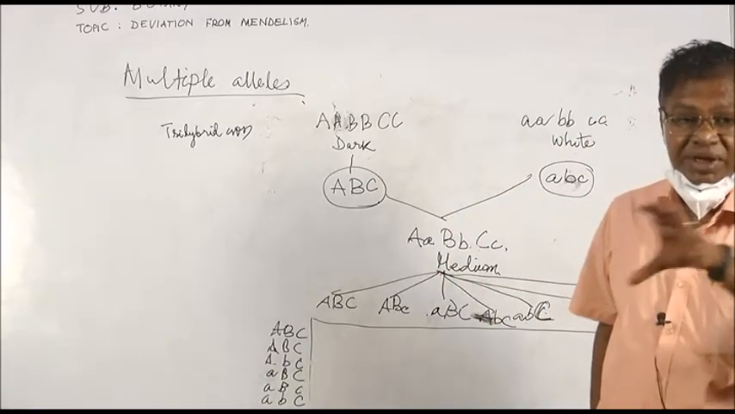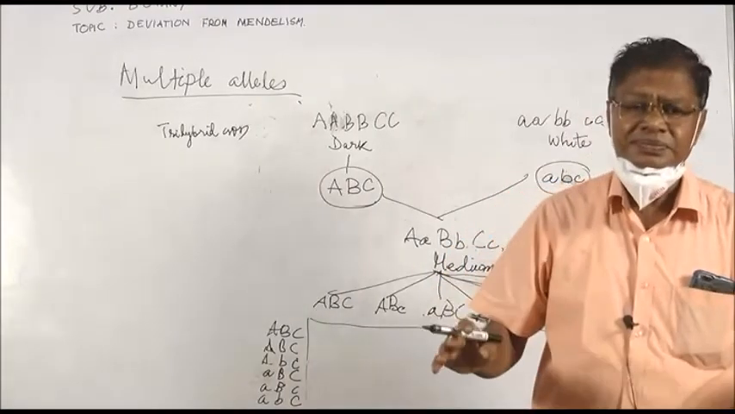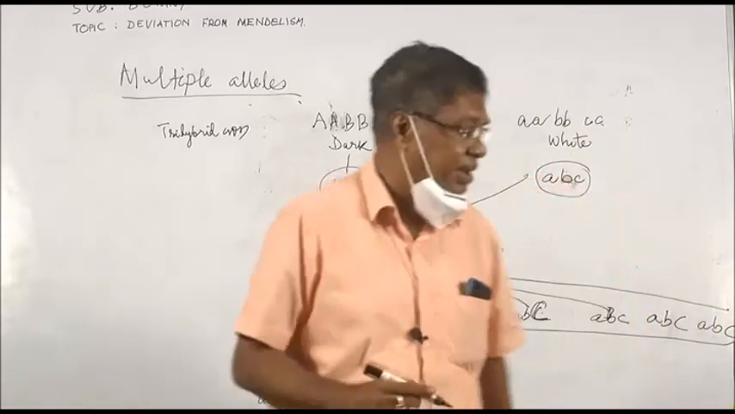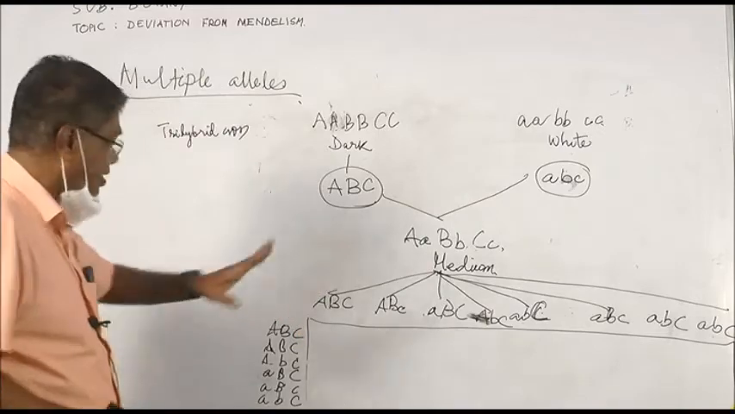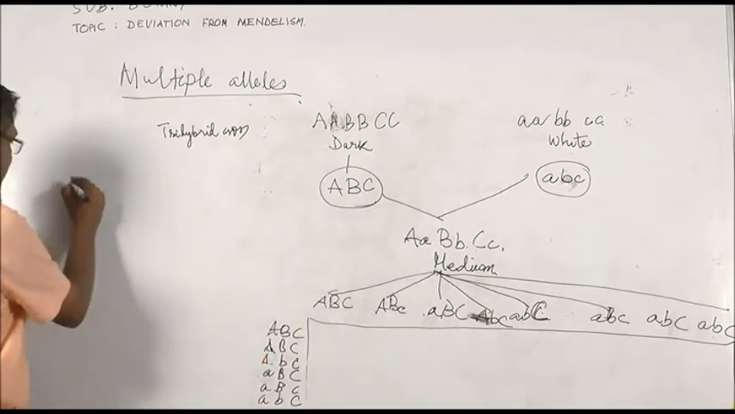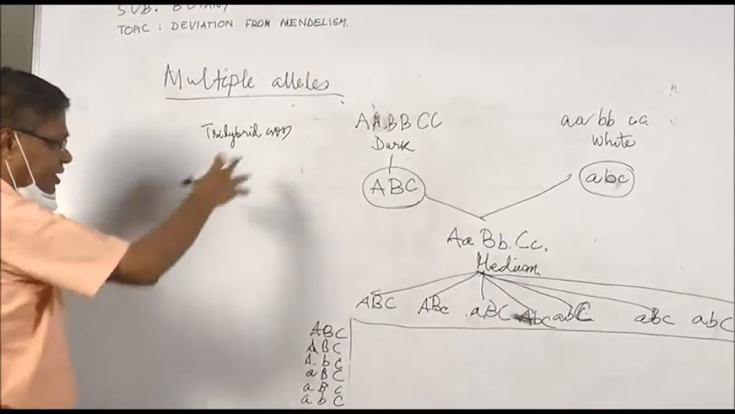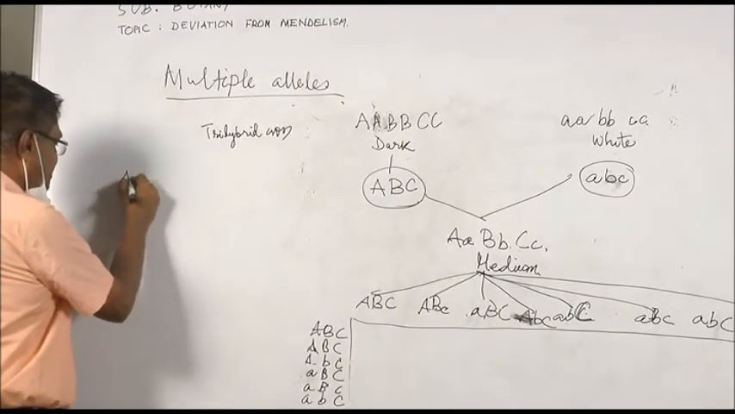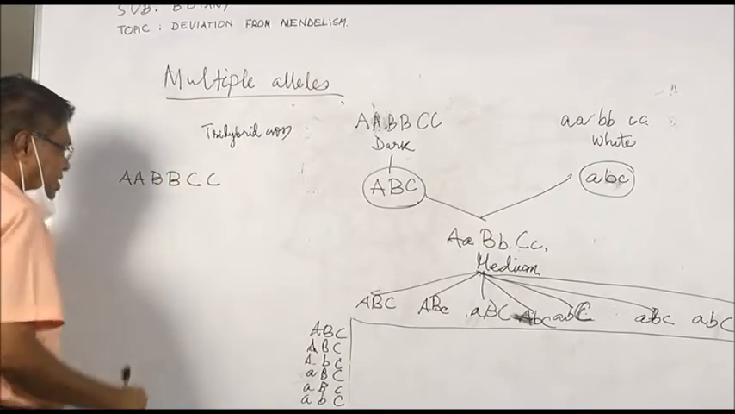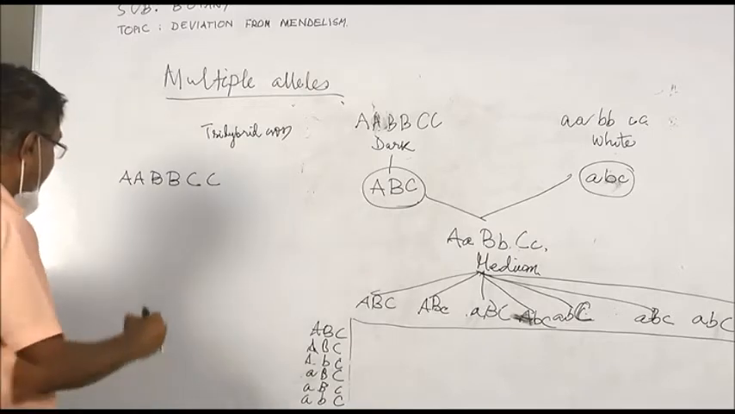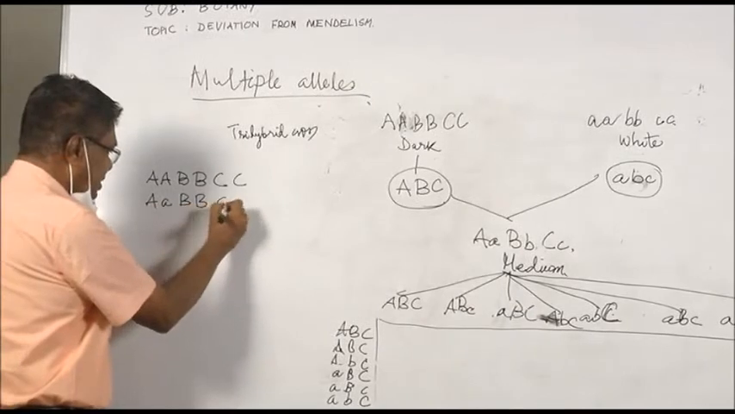Now, if we combine them, we will find different colors. Now, what are the possibilities? Let us examine. You can find the checkerboard from the textbook or from anywhere. Or I will show you the checkerboard in the next class. It will take a lot of time to draw it. Capital A, capital A, capital B, like this. This is one genotype. Then capital A, small a, capital B, capital B, capital C, capital C.